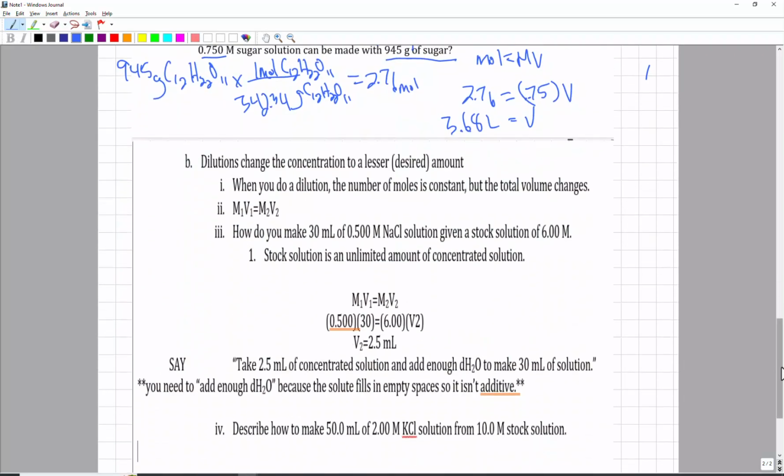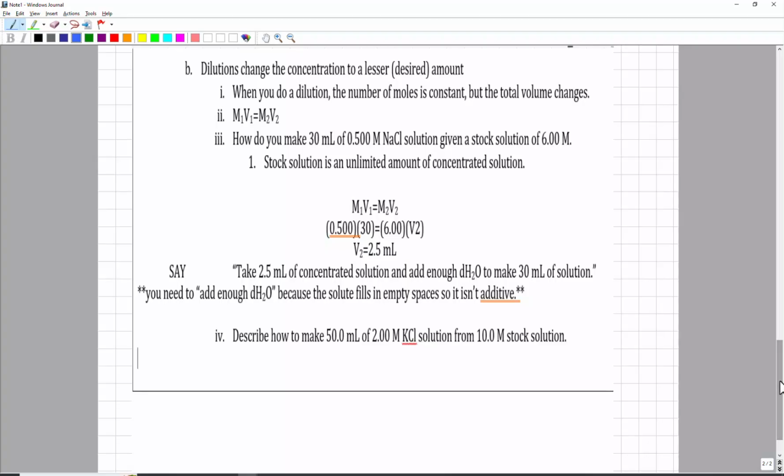Last thing we do, dilutions. Change the concentration to a lesser desired amount. When you do a dilution, the number of moles is constant, but the total volume changes. Remember how moles equals MV? So that means if M1V1 equals M2V2, moles equals moles. So all you're doing is adding water. How do you make 30 milliliters of a 0.5 molar NaCl solution given a stock solution of 6? A stock solution is an unlimited amount of a concentrated solution. It's not really unlimited, but it means you've got more than enough.